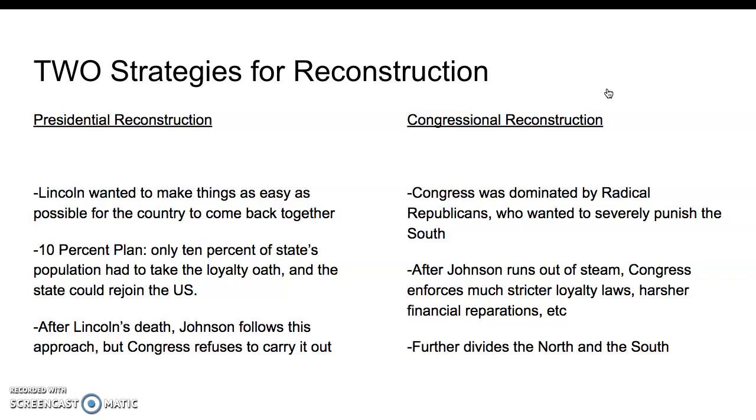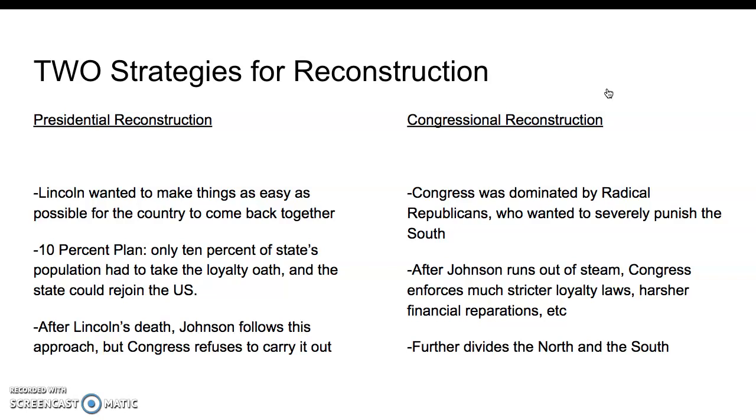For presidential Reconstruction, Lincoln wanted to make things as easy as possible for the country to come back together. His plan was called the 10% plan. Only 10% of the state's population had to take the loyalty oath, and then the state could rejoin the Union. A very merciful, very easy plan to follow. Lincoln did not want to cause any more problems. He wanted the country to come back together as quickly and as painlessly as possible. After Lincoln's death, Andrew Johnson tries to follow this approach, but Congress refuses to carry it out.